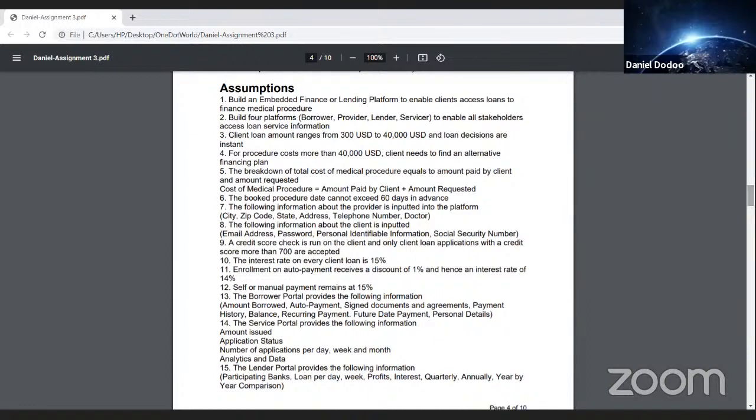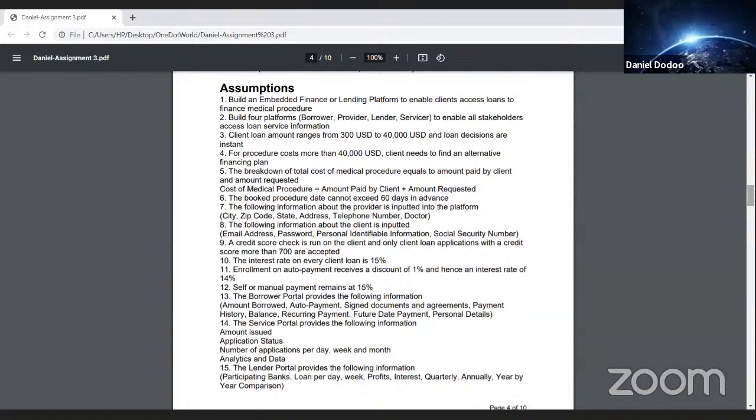We look at, one, build an embedded finance or lending platform to enable clients to access loans to finance their medical procedure. And two, build four platforms, borrower, provider, lender, servicer, to enable all stakeholders to access the loan information. So this platform is not limited to the borrower who is trying to access the loan. We have all the stakeholders having their own tab, their own access to the system to get the required information.